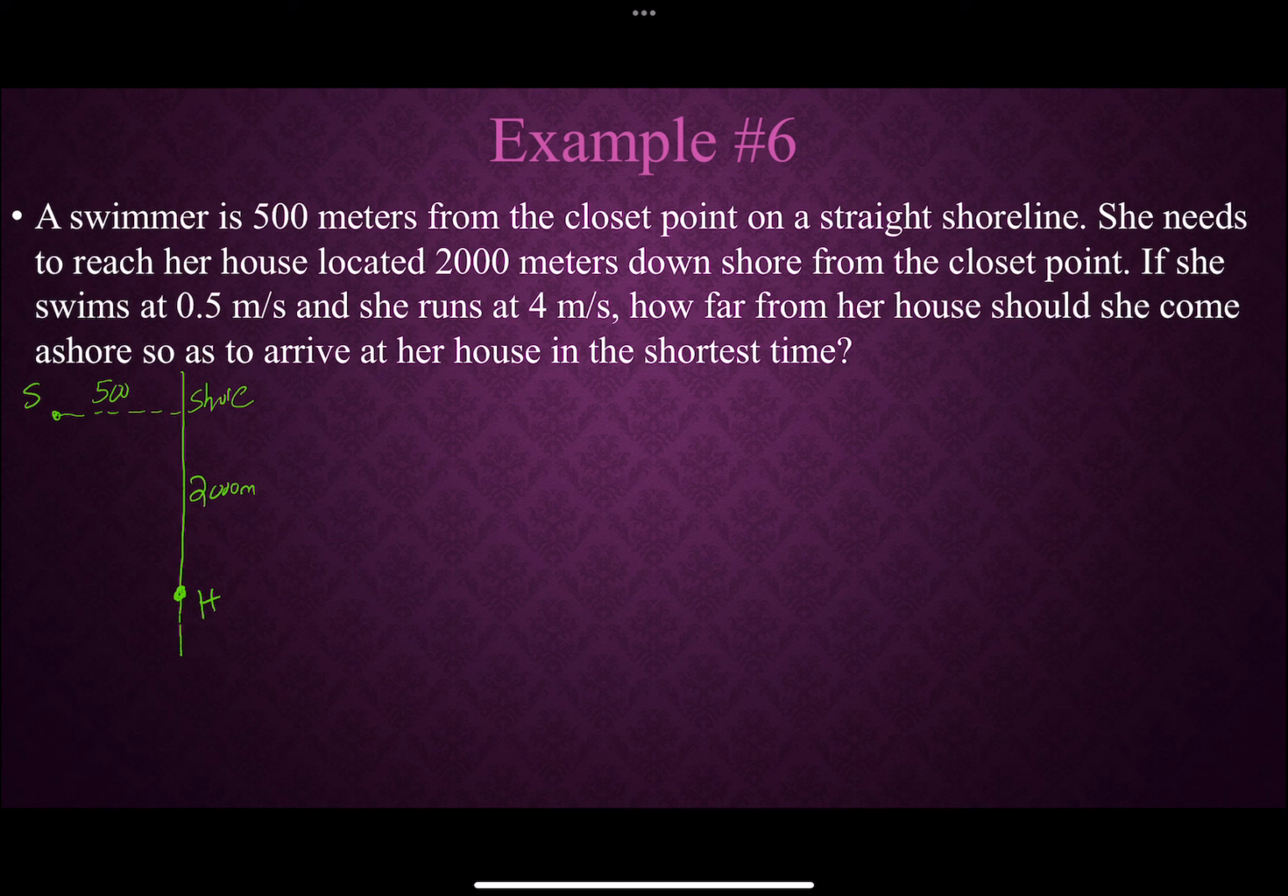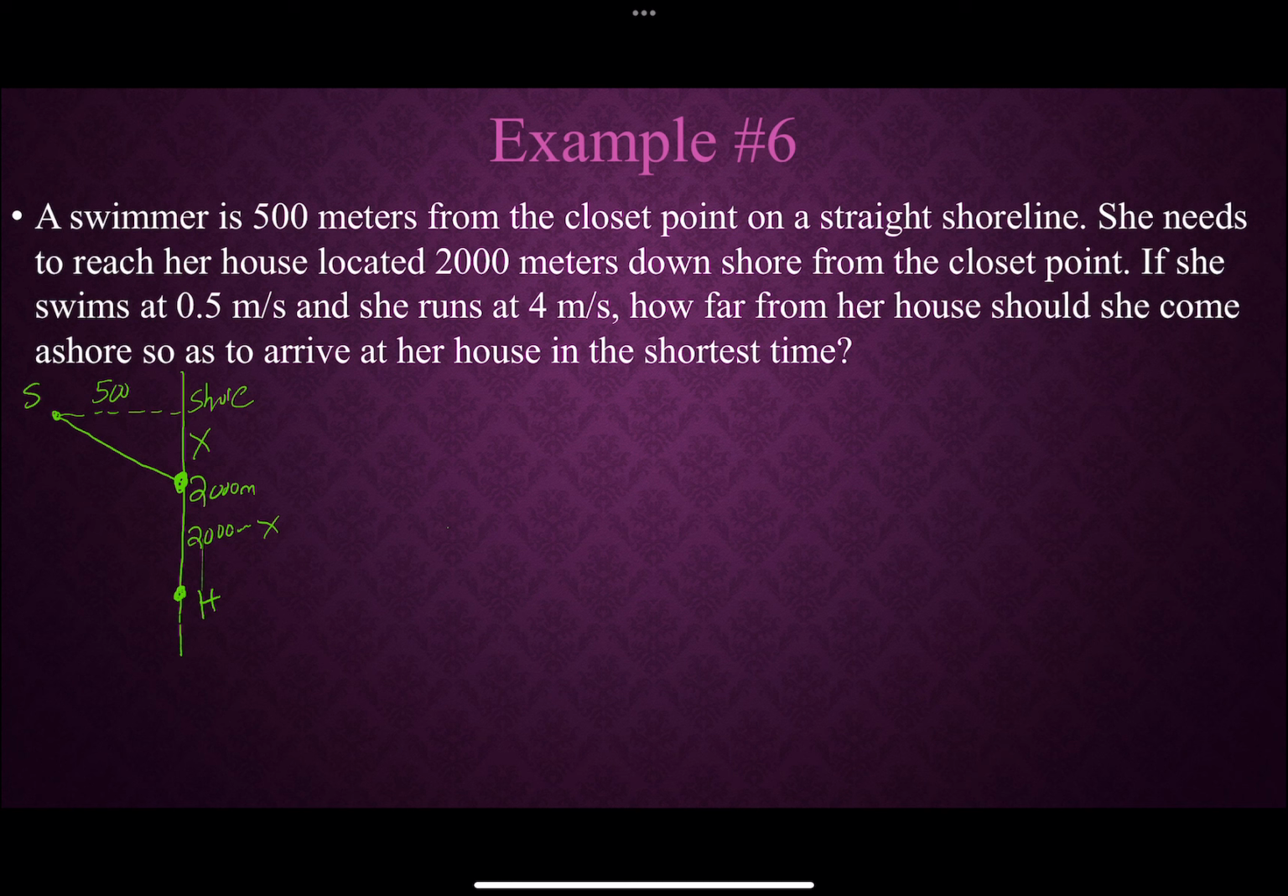Even if you are running significantly faster than you're swimming, you generally don't want to run the whole distance as much as possible. In general, what you're going to want to do is swim at a diagonal and hit the shore somewhere like here, wherever that happens to be. We'll call that particular distance x from there, so this part is 2,000 minus x. So you're going to swim a little bit and then run a little bit. You're not going to swim the full maximum distance, which is the swimmer to the house. You're also not going to run the maximum distance, the whole 2,000 shoreline. You're going to do a little bit of both.